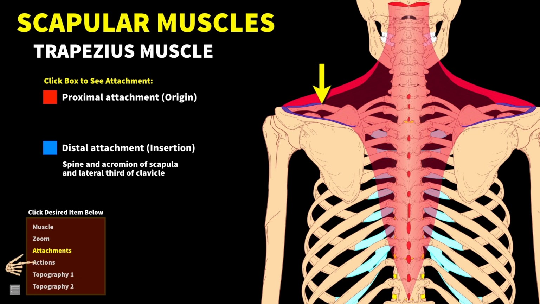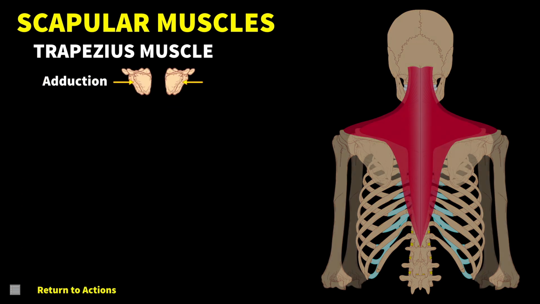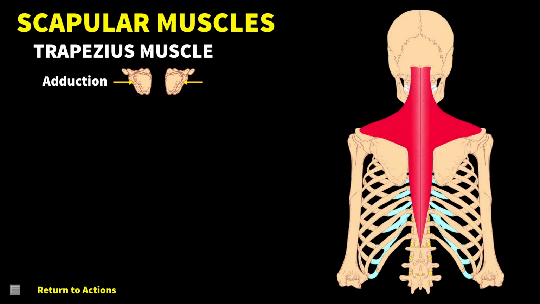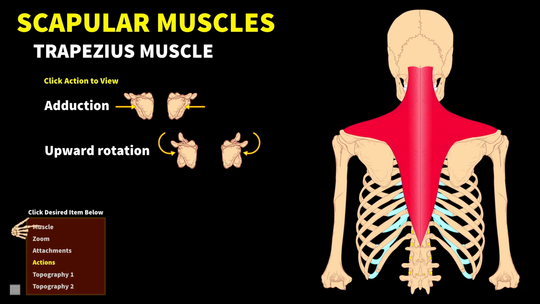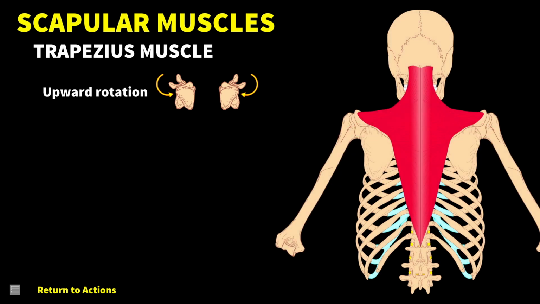Note that the middle fibers of the muscle course from the acromion and spine of the scapula horizontally toward the vertebral column. Contraction of these fibers adducts or retracts the scapulae. Note that the upper and lower fibers of the trapezius both rotate the scapula upward.